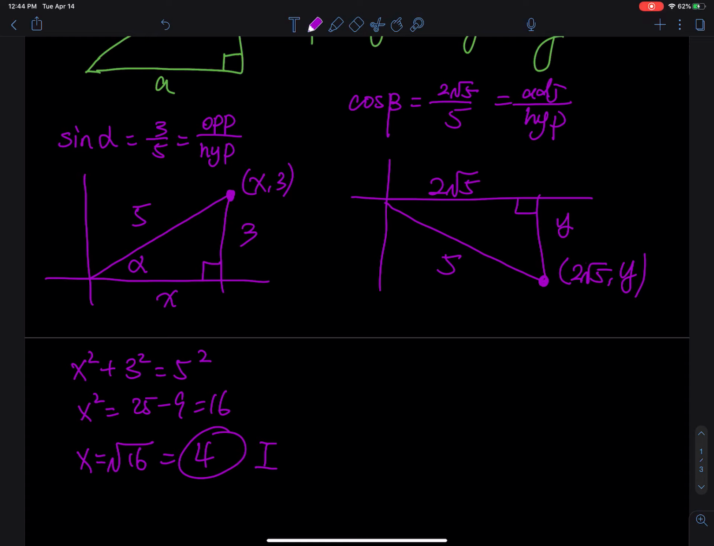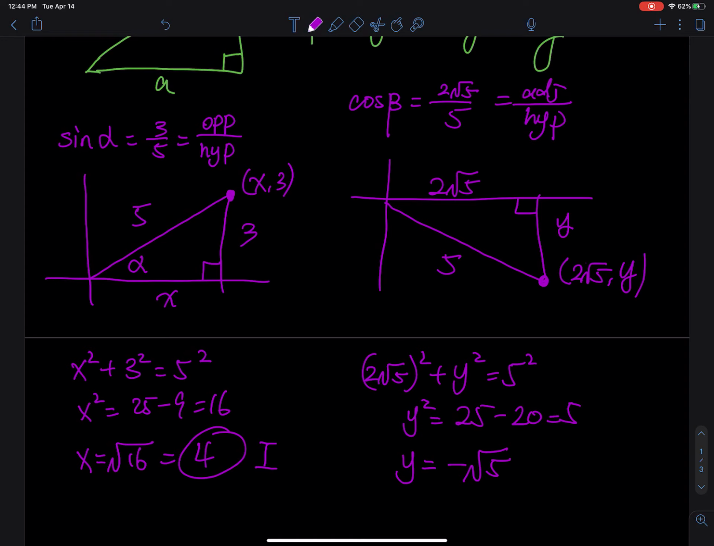For the y, we have (2 root 5) squared plus y squared equals 5 squared. So y squared is equal to 25 minus 2 squared times root 5 squared. 2 squared is 4, root 5 times root 5 is 5, and 4 times 5 is 20. That is equal to 5. So take the square root on both sides. This time we have to keep the negative because y is in quadrant 4. In quadrant 4, y is negative.